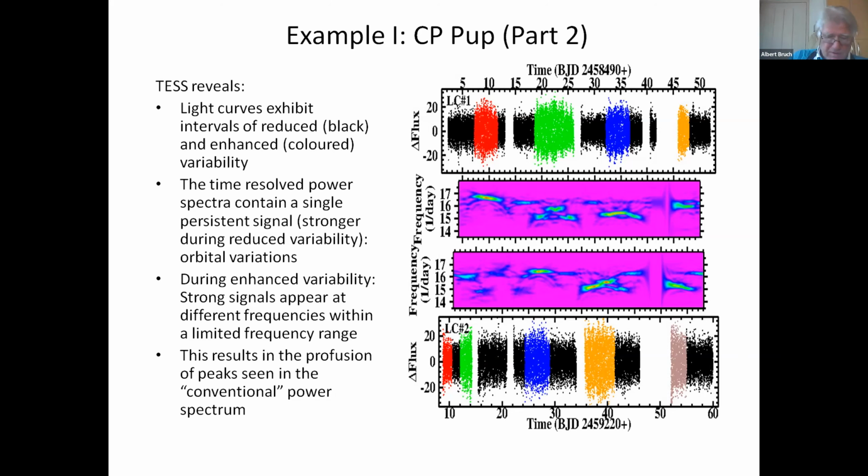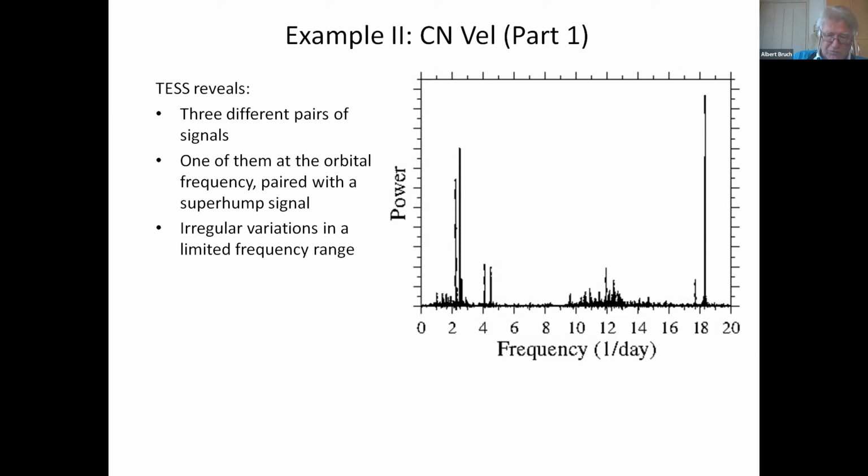Another example is the power spectrum of CN Velorum, which I still do not understand very well. It contains 3 pairs of signals at low frequencies, and apparently some unstable signals, which reminds us of CP Puppis. Only 2 of these signals are readily explained as being due to orbital and superhump variations. I will come back to superhumps in a minute.